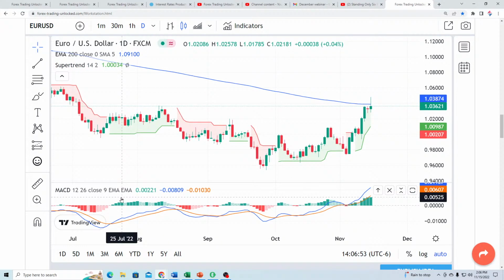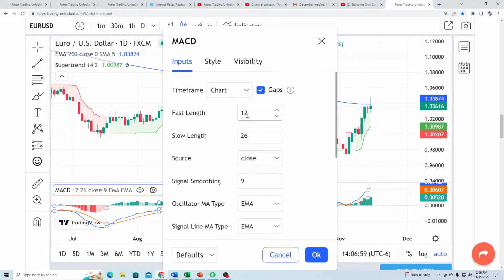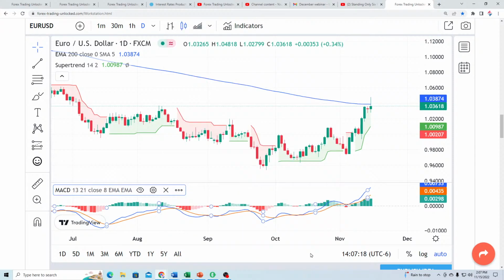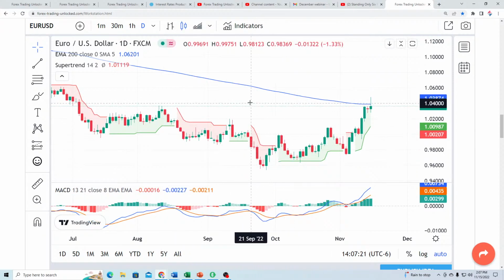All right. Now lastly, click on the settings icon for the MACD. Change the fast length to 13. Change the slow length to 21, and the signal smoothing change to 8. Click OK, and you are now completely set up. Okay, this right here is all you need to use this moving average crossover system that we're going to show you to find buy and sell signals.